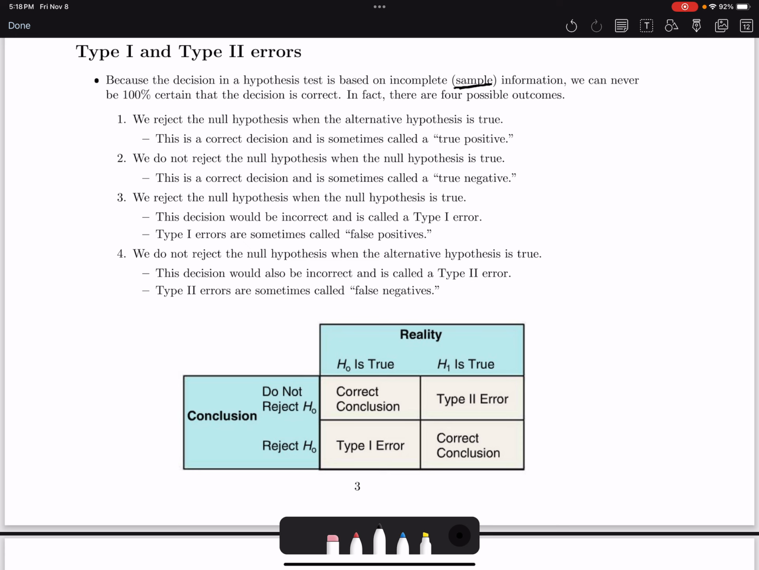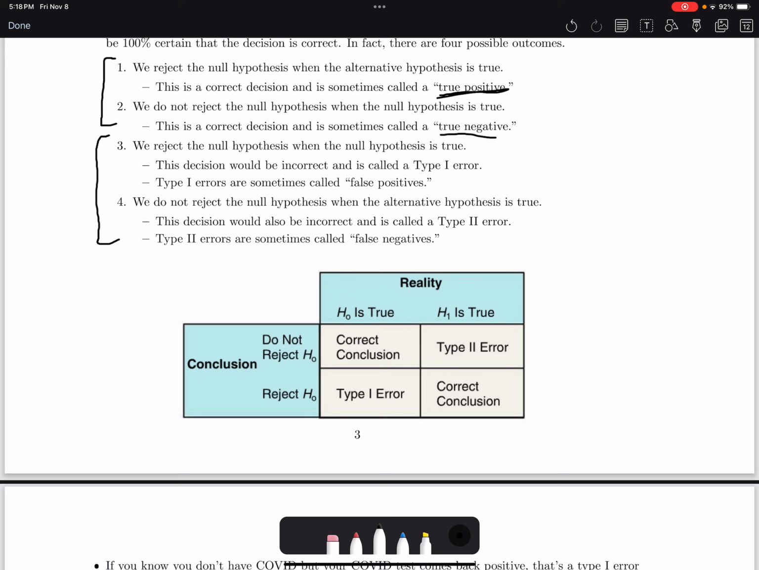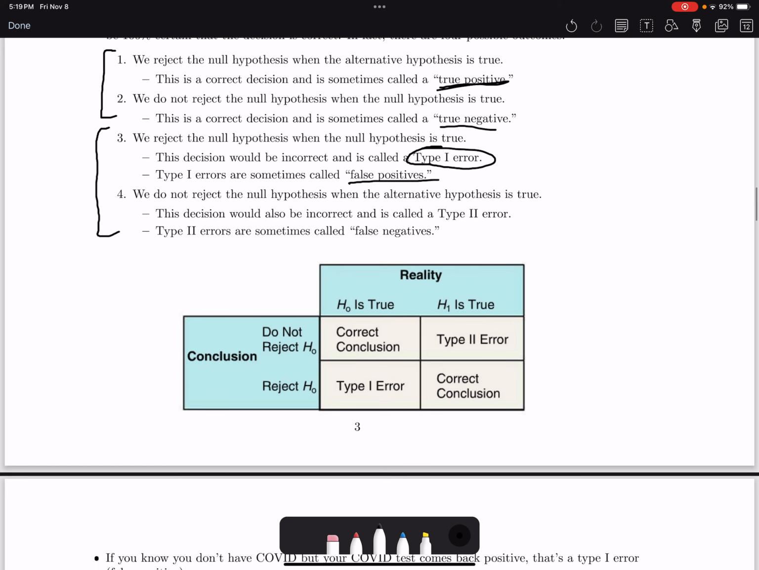But then we have these other two possibilities, okay? If we reject the null hypothesis when in fact the null hypothesis is true, then we've made the wrong decision. And this is called a type 1 error, okay? Type 1 errors are sometimes called false positives. This would be like if you know for a fact that you do not have COVID and you take a COVID test and it comes back positive, right? If somehow you knew going into it that you didn't have that illness, and the test comes back positive, then you've got a false positive. That's a type 1 error, okay?